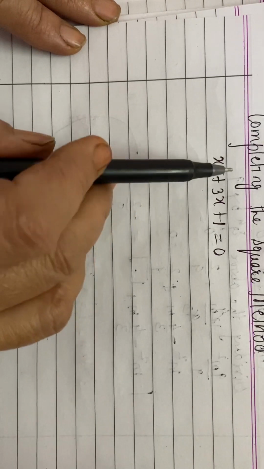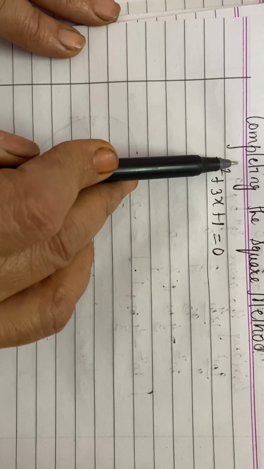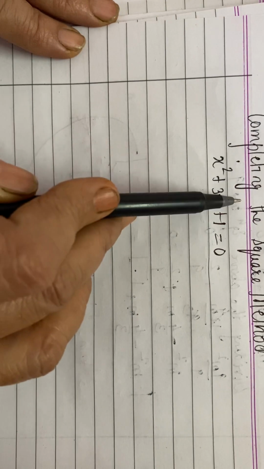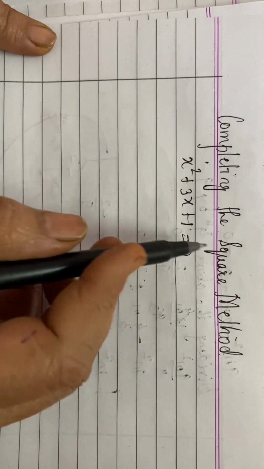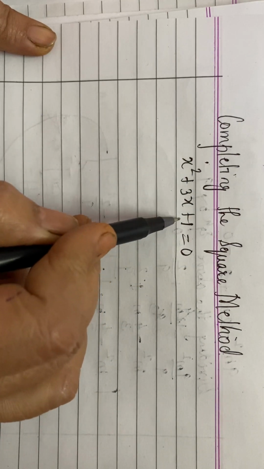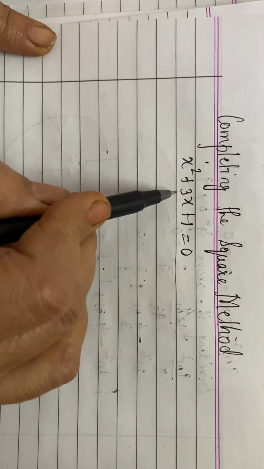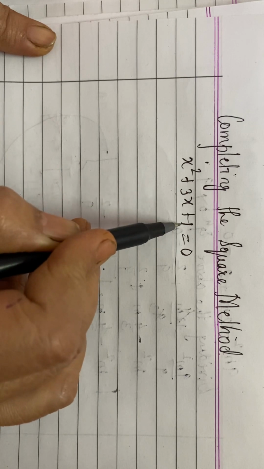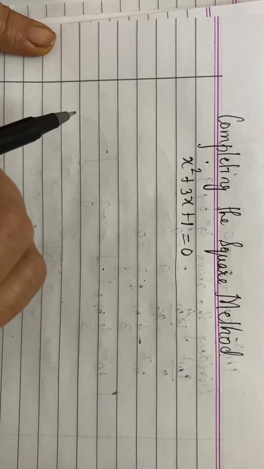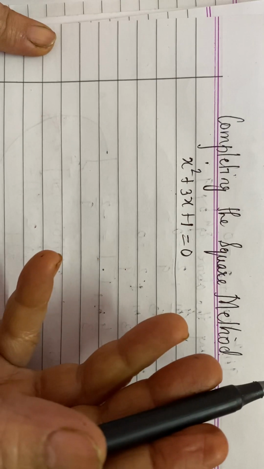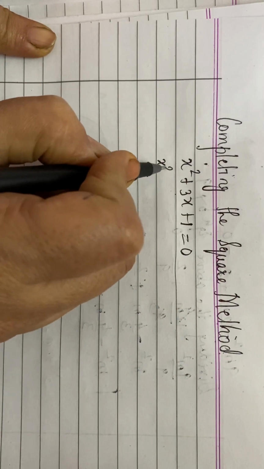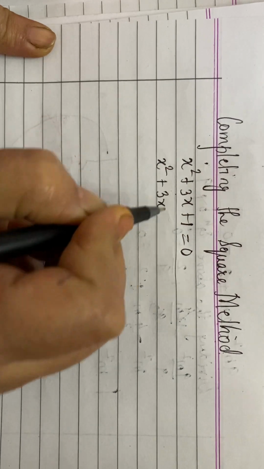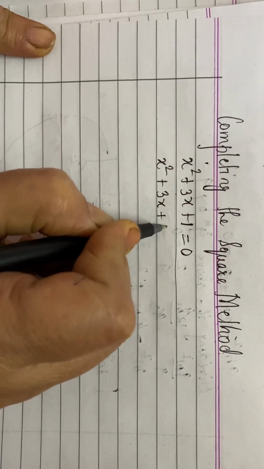Now we take the second method of factorizing a quadratic equation. If you have a look at this equation, it is not factorizable if we split the middle term in such a manner that the factors of 1 should give you 3. Factors of 1 are 1 into 1. You do not get 3. So what we do here is we transfer the last term to the right hand side.